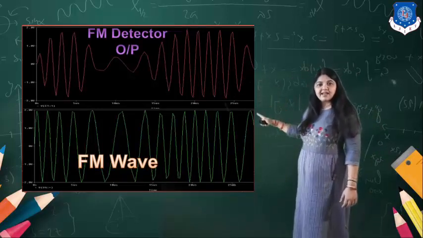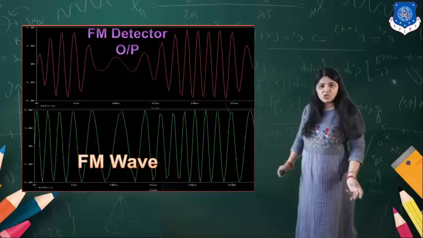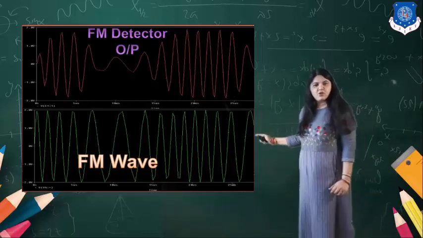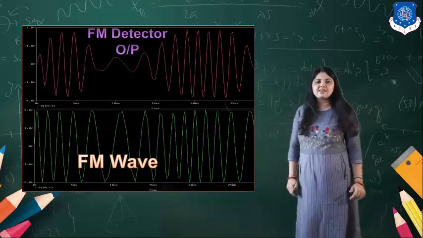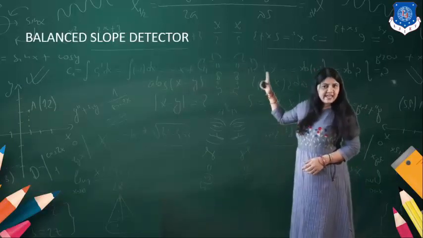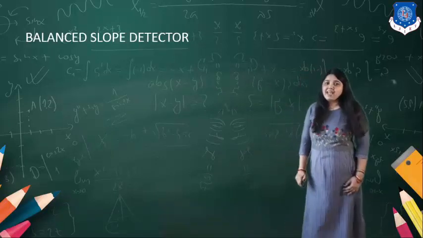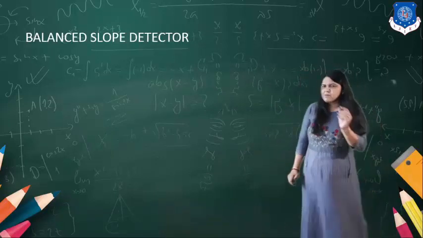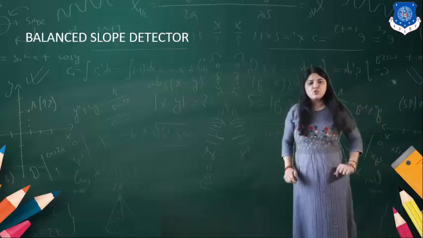So you can see that noise can also be added, and you are not getting the perfect output that we need. So the next method is a balanced slope detector. There is a minor difference between the two methods.